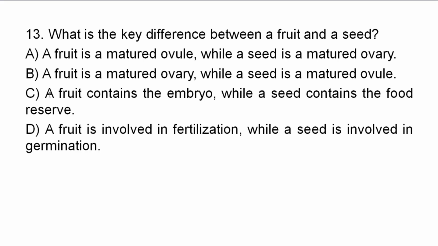Good. Question number 13. What's the key difference between a fruit and a seed? Interesting question. A. A fruit is a matured ovule, while a seed is a matured ovary. B. A fruit is a matured ovary, while a seed is a matured ovule. C. A fruit contains the embryo, while a seed contains the food reserve. D. A fruit is involved in fertilization, while a seed is involved in germination. Which one is the correct answer? What's the key difference between a fruit and a seed from the given alternatives?